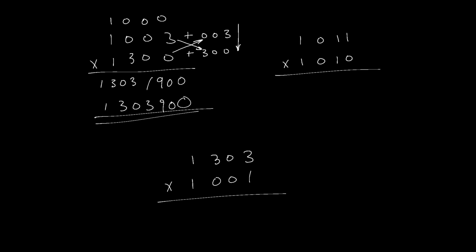Okay, second problem, 1011 times 1010. This is a difference of 11. This is a difference of 10 from base 1000. Okay, adding these two or adding these two. Either way, that's what we get. And 11 times 10 is 110. So there's our final answer.